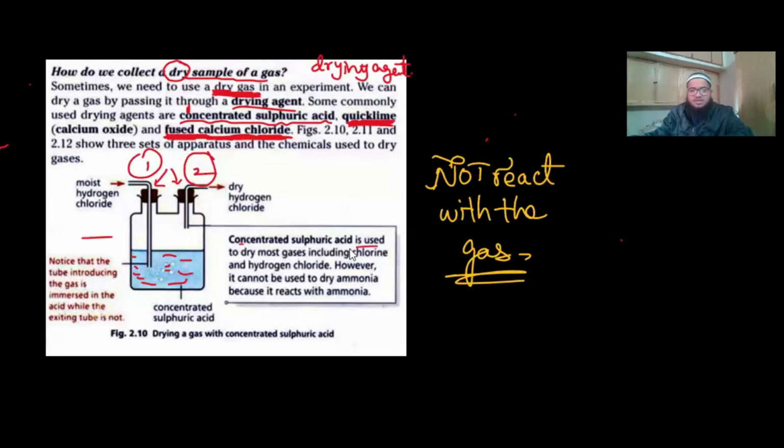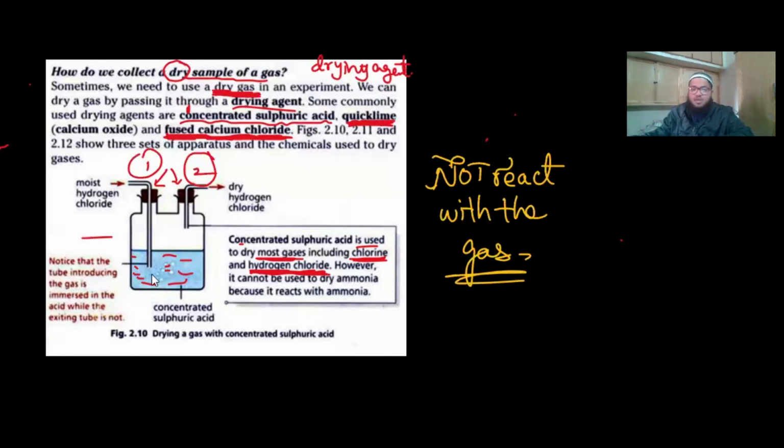Concentrated sulfuric acid is used to dry most gases, including chlorine, Cl2, and hydrogen chloride. Hydrogen chloride being an acid and sulfuric acid also being an acid, acid will not react with acid. So that's why the acidic gas can be dehydrated using this technique. Okay, HCl will not dissolve in sulfuric acid.